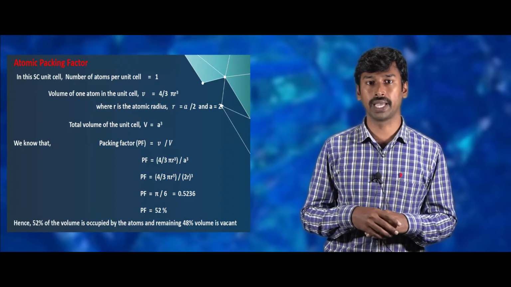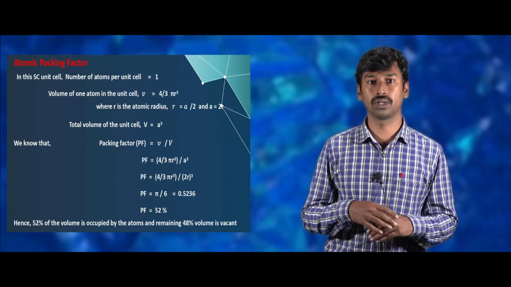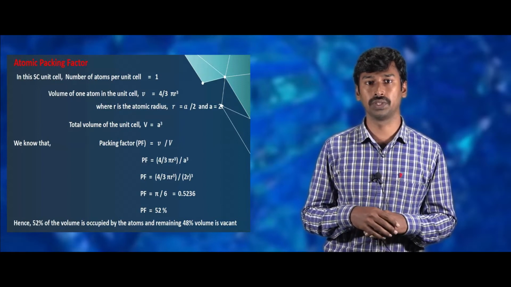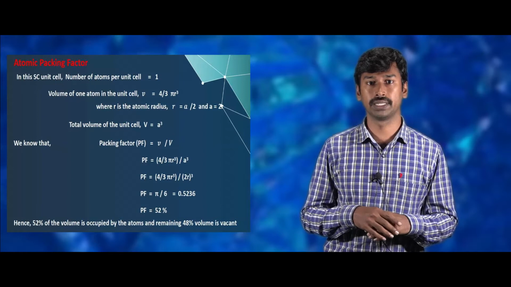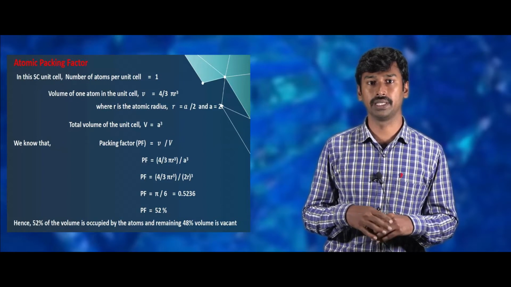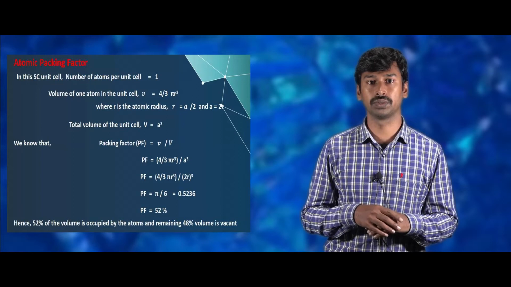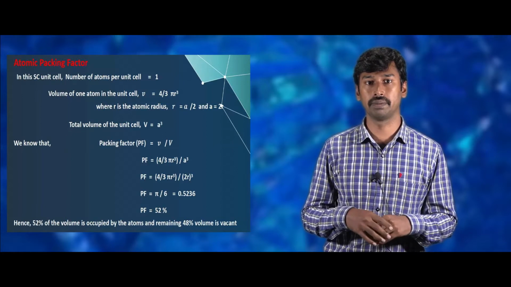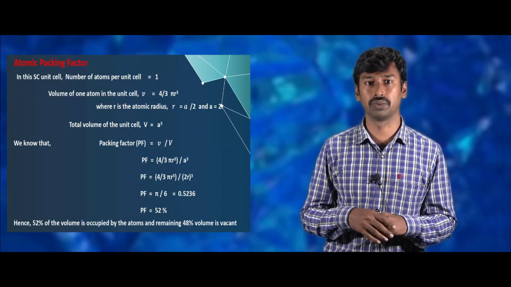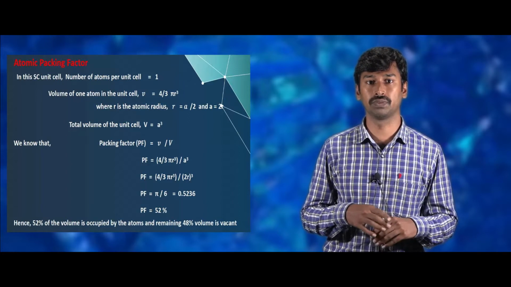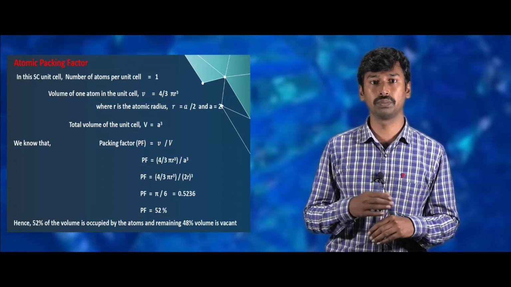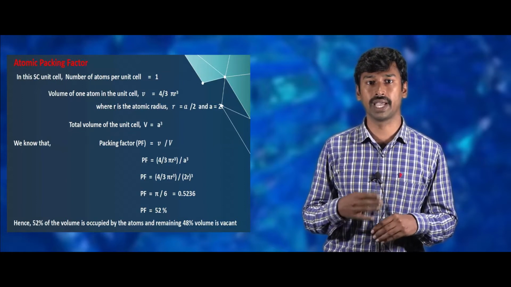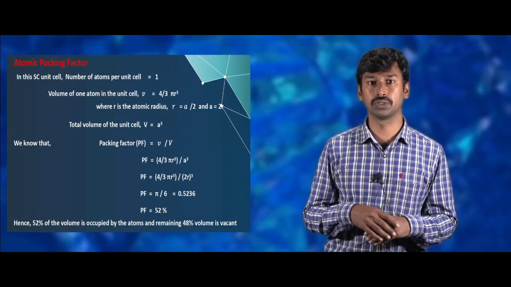Then we are going to find the packing factor, which is given by the total volume occupied by the atoms in the unit cell divided by the total volume of the unit cell, that is 4/3 π r³ divided by a³. Now we are going to substitute the values. After simplification, we have packing factor equal to π/6, that is 0.52. The percentage of packing factor is 52%. Hence 52% of the unit cell is occupied by the atoms and the remaining 48% is vacant in this simple cubic unit cell.